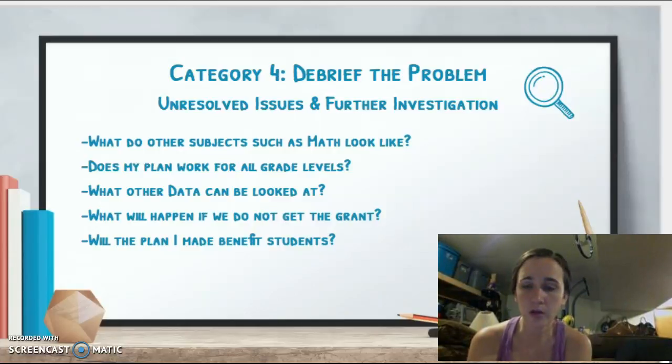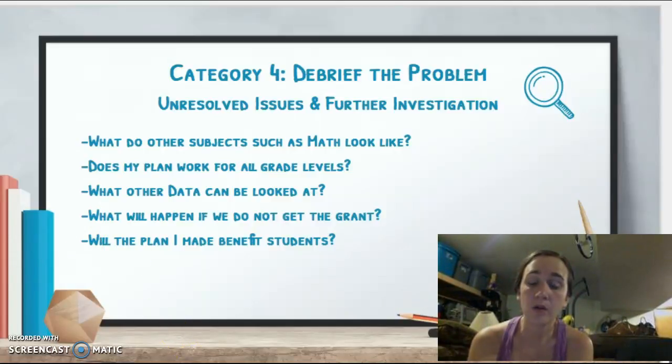What other data can be looked at? What demographics data can be looked at to maybe give us insight as to why certain students are struggling? Is it poverty? Is it disabilities? Is it a language issue? What is it that could also be affecting them? And then can that data also be used to help us better our reading scores?